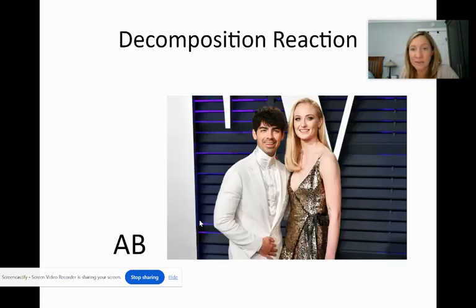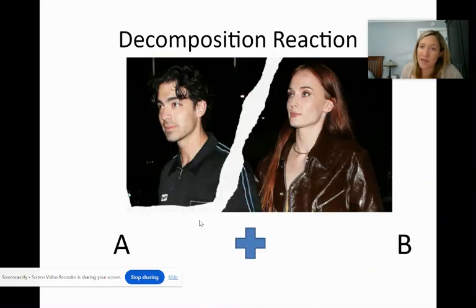This is a pretty big breakup. So they were a couple. AB was a couple, and they had a pretty gnarly breakup. That's one of the Jonas Brothers and one of the girls from Game of Thrones. I couldn't tell you their name right now. But they had a pretty contentious breakup because they have kids, and it's been kind of nasty. So we decomposed that chemical compound.